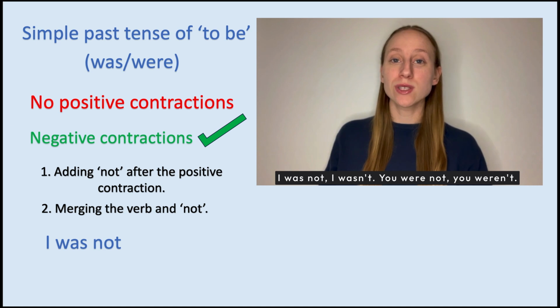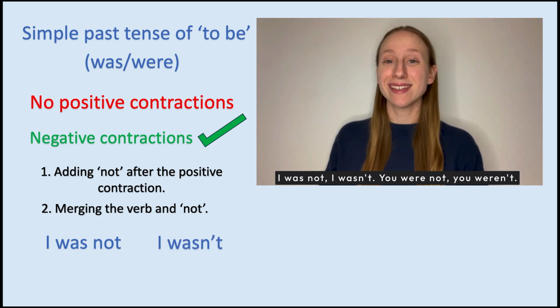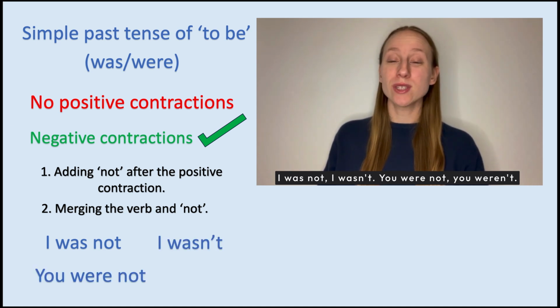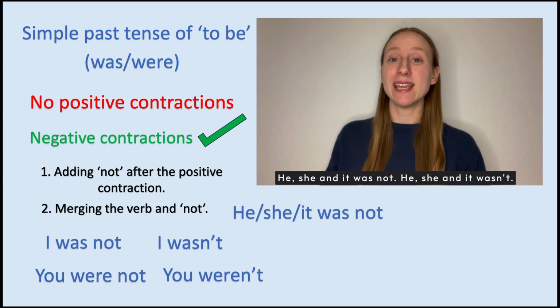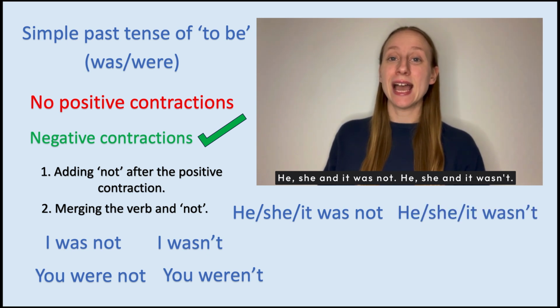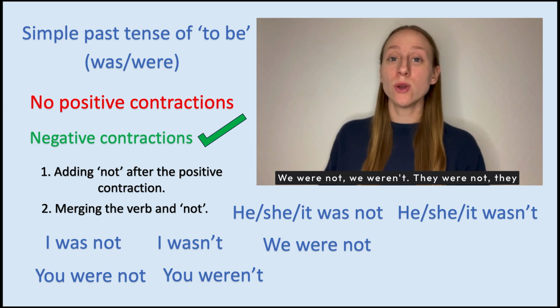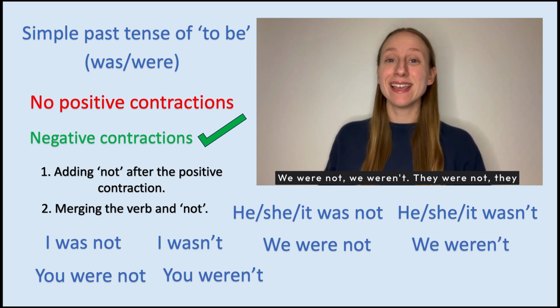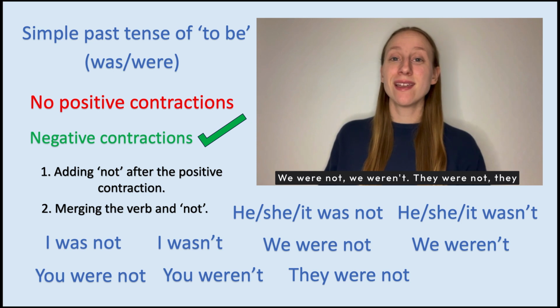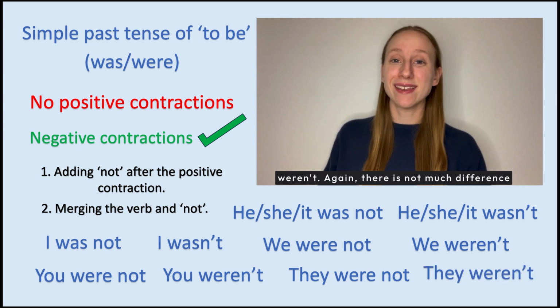I was not, I wasn't. You were not, you weren't. He, she, and it was not. He, she, and it wasn't. We were not, we weren't. They were not, they weren't.